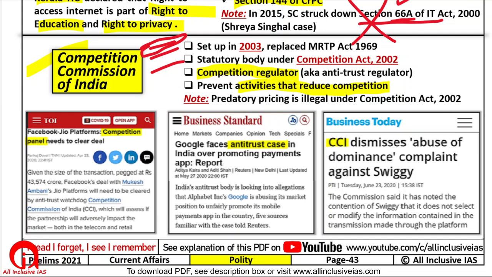For example, when there was the Facebook Jio Platforms deal, when Facebook was purchasing some stake in Jio Platforms, they took permission from CCI, ठीक है ना? Similarly, actually a few years ago CCI penalized Google with 136 crore rupees for abuse of dominant position, ठीक है?